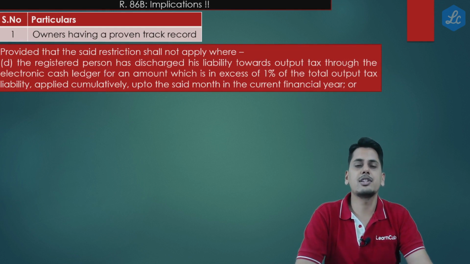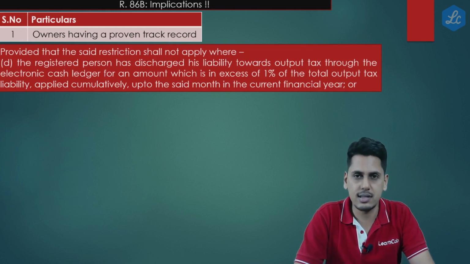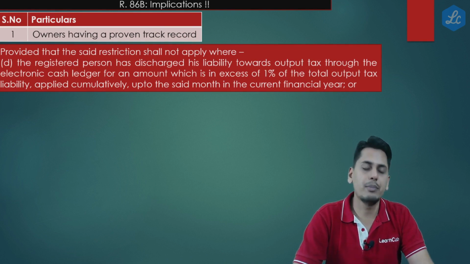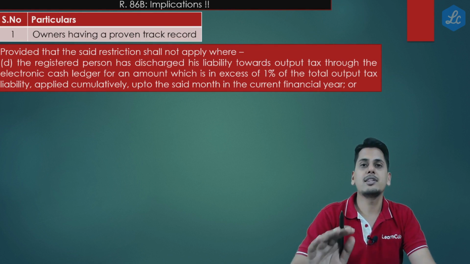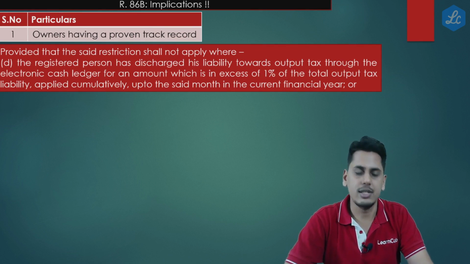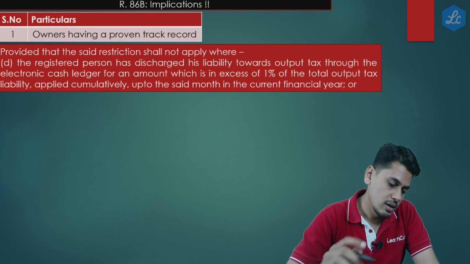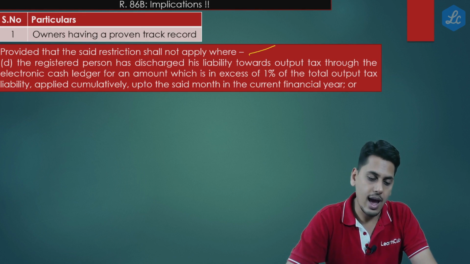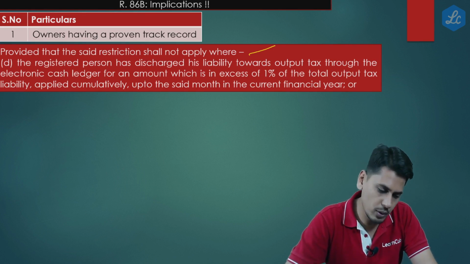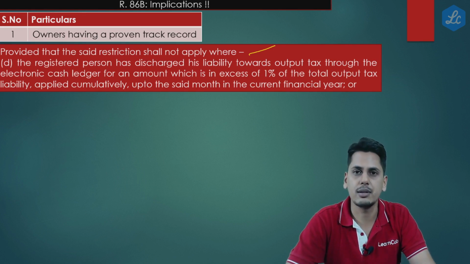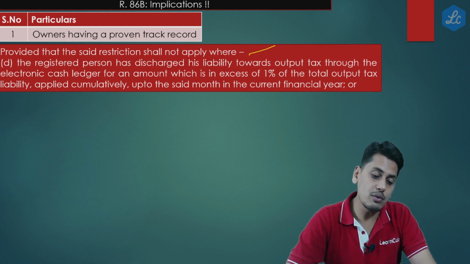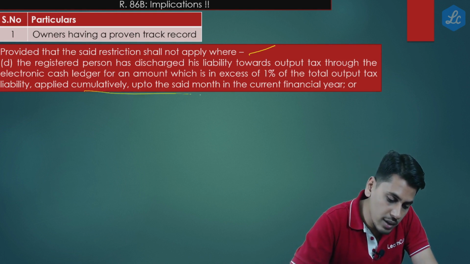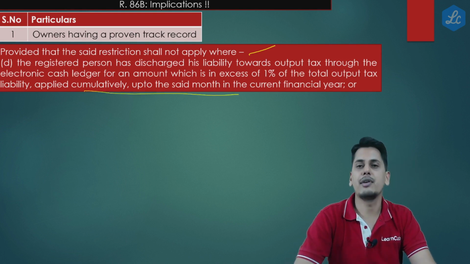We are looking into the relaxations of 86B. We have just seen relaxations as regards proven track record, and completed relaxations with regard to proven track records in income tax law. Now we move on to relaxation with regard to proven track records in GST law. Let's have a look. Provided that the said restrictions shall not apply where the registered person has discharged his liability towards the output tax through the electronic cash ledger for an amount which is in excess of 1% of total output tax liability applied cumulatively up to the said month in the current financial year.